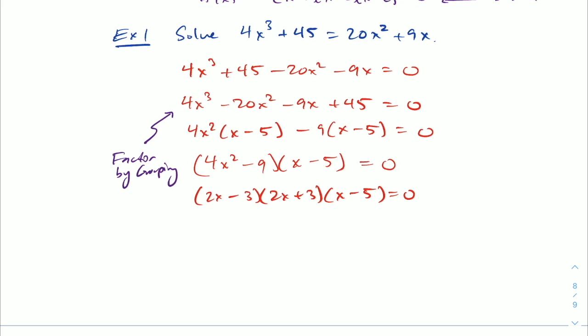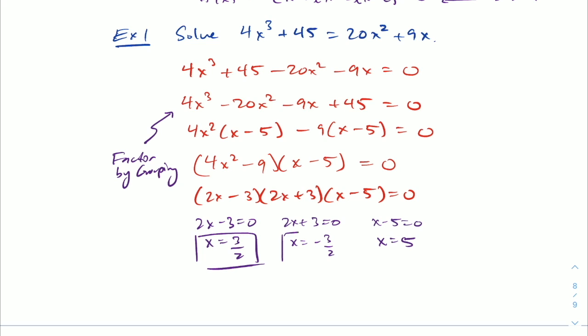With 3 zeros, we have 2x minus 3 equals 0, so x equals 3 over 2. We have 2x plus 3 equals 0, which gives us x equals negative 3 over 2. And we have x minus 5 equals 0, which gives us x equals 5. So those are our 3 solutions.